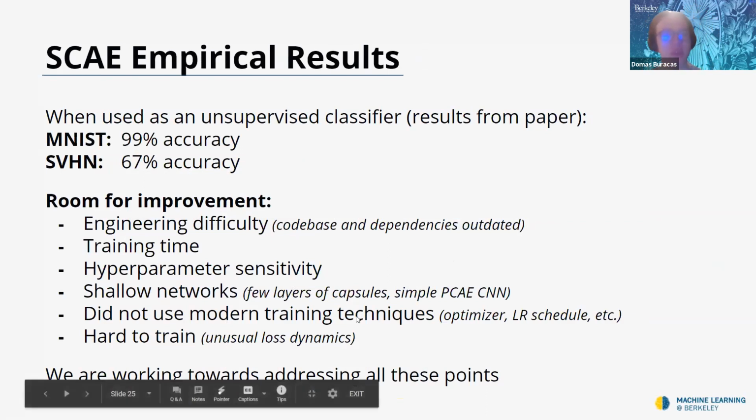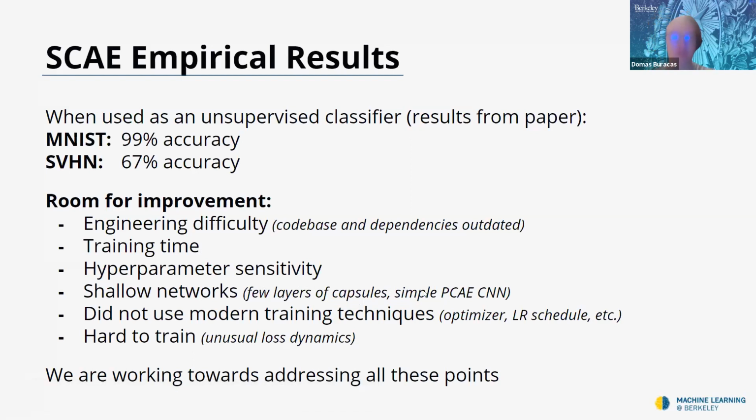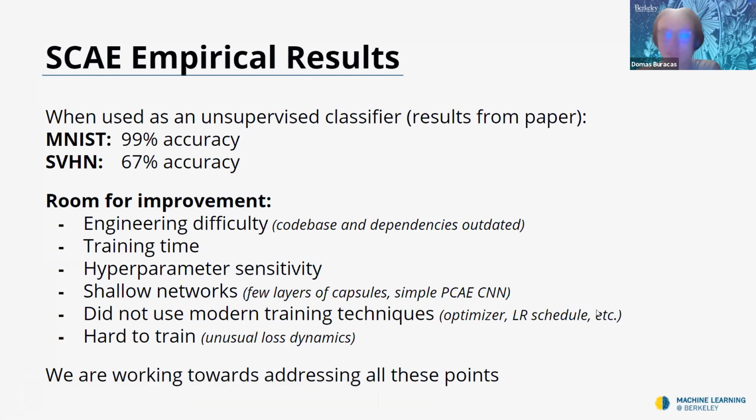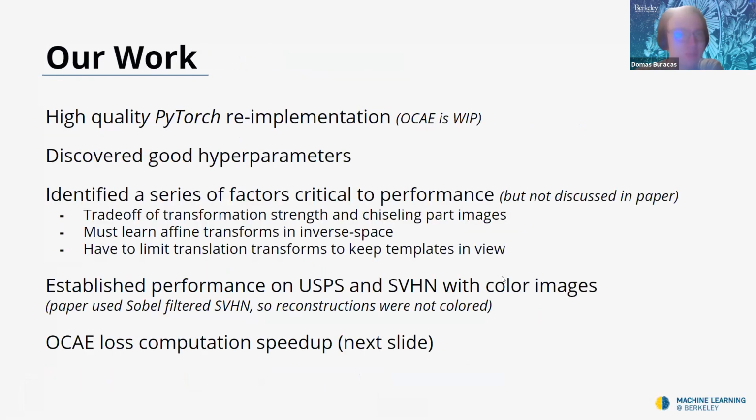We're also working on other improvements, such as reducing the training time of the OCAE, as well as improving the depth of the network. So we want to be able to stack multiple OCAEs after the network so that we can get more rich compositionality in our network structure. We also did quite a bit of hyperparameter tuning, and we found quite a few interesting key engineering decisions that the paper doesn't really talk much about. So this is the work we did: re-implementation, hyperparameters, and some interesting factors.